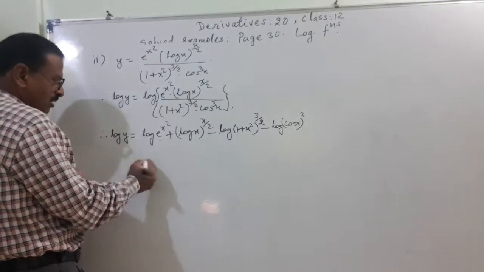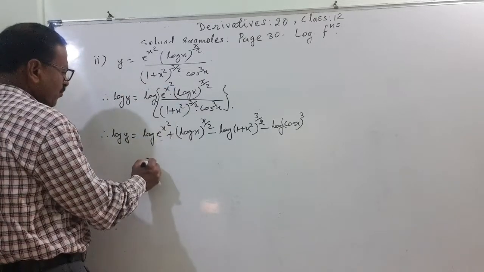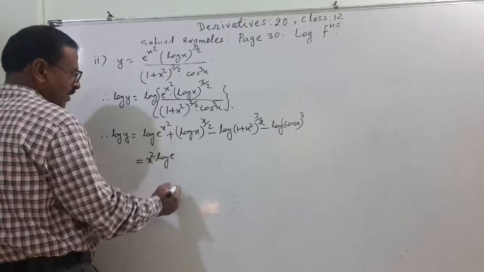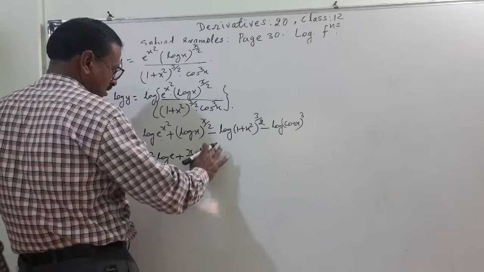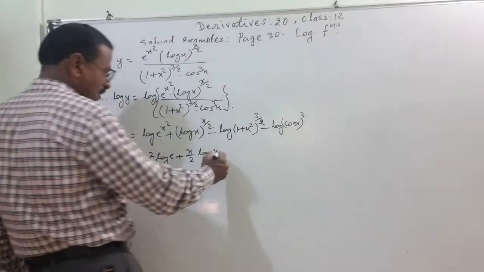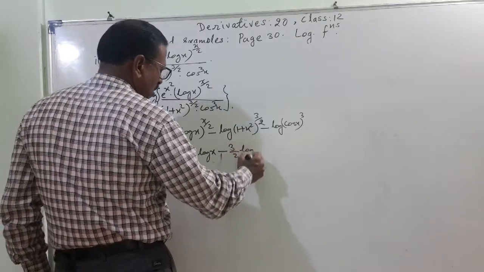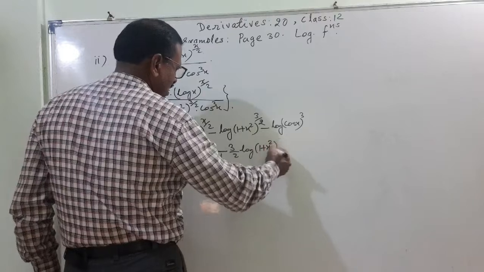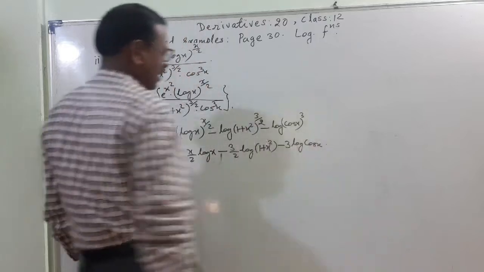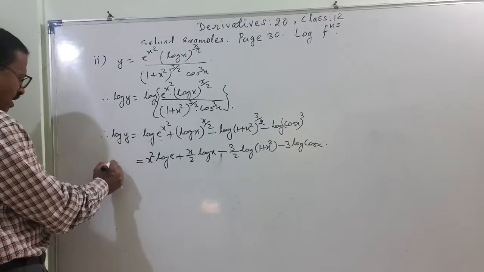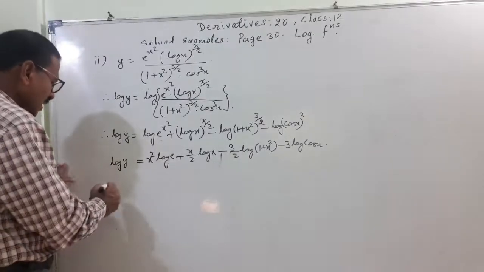So that is equal to, now I will simplify. This is the power that I will bring here, x square into log of e plus this will be x by 2 into log of x. No need to put the bracket. Minus this will be 3 by 2 into log of 1 plus x square, and minus this will be 3 log of cos x. This is log y. Now here this is log of e, which means 1. So that also I will write.